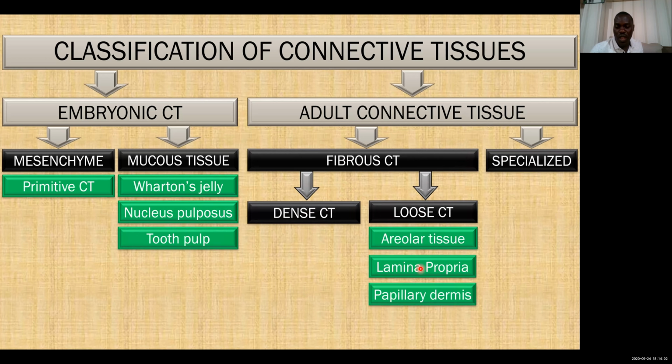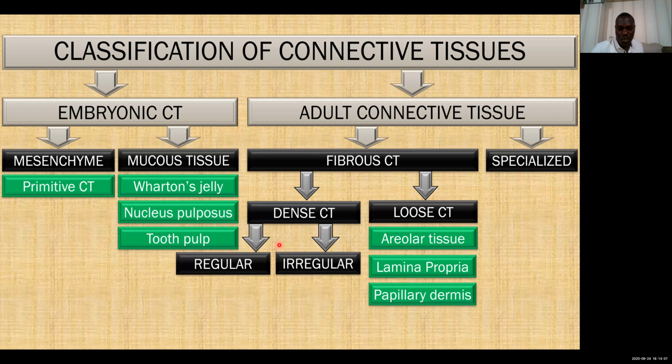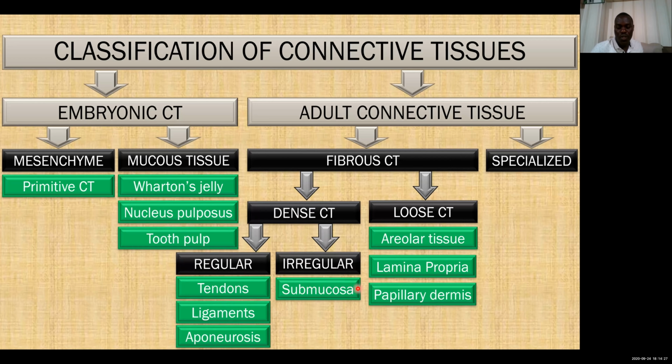The dense connective tissue can be classified as regular or irregular, depending on the direction of these collagen fibers. The dense regular connective tissue includes things like tendons, ligaments, and aponeurosis. The dense irregular connective tissue includes submucosa. It includes the reticular dermis.